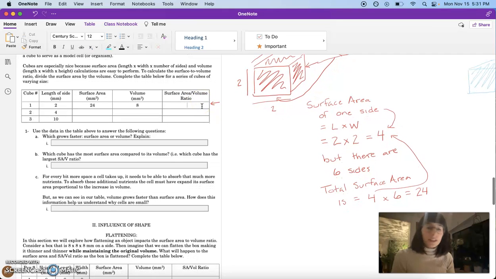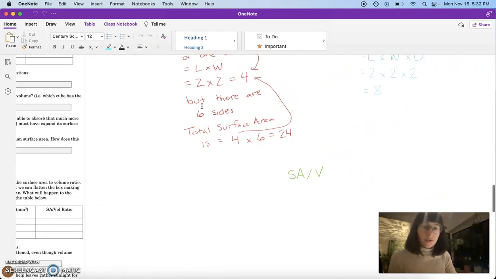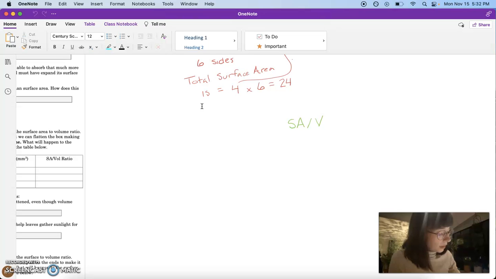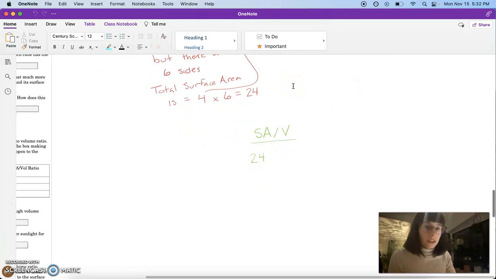Let's just do an example, so hopefully it'll make a little bit more sense. The way you calculate the surface area to volume ratio, I abbreviate as SA over V. Scroll over so you can see this. And that's easy because that's also how you calculate it. So the surface area was 24, and we got that from up here. And the volume is 8.